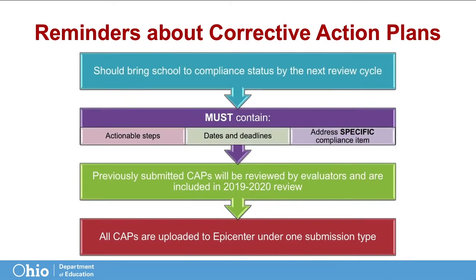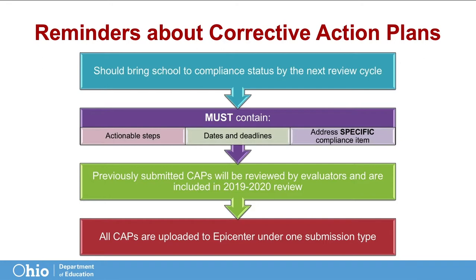A corrective action plan should outline the steps necessary and the course of action needed to make a school compliant by the next review cycle. The corrective action plan must contain actionable steps and timelines to make the school compliant by the next cycle. The plan must also address the specific item for which the school is not compliant and a plan is being submitted. So what about corrective action plans that were submitted for previous evaluation cycles?